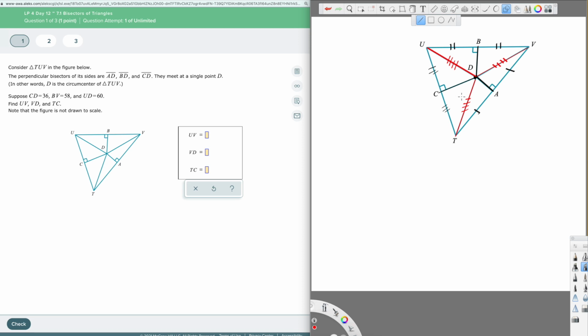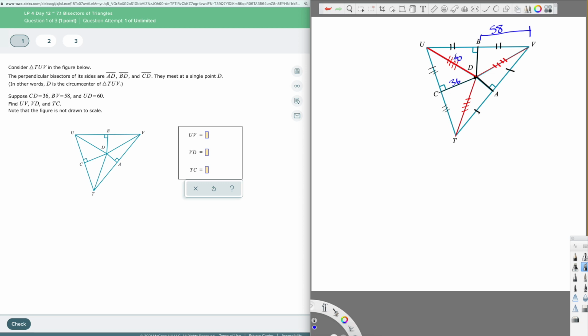All right, so now that we've covered those 2 pieces, let's go ahead and look at the given information. So it says CD is 36. Oops, turn my line tool off there. So this is 36. BV, so this guy up here, just BV right here, is 58. And UD, so this one going down here, is 60.